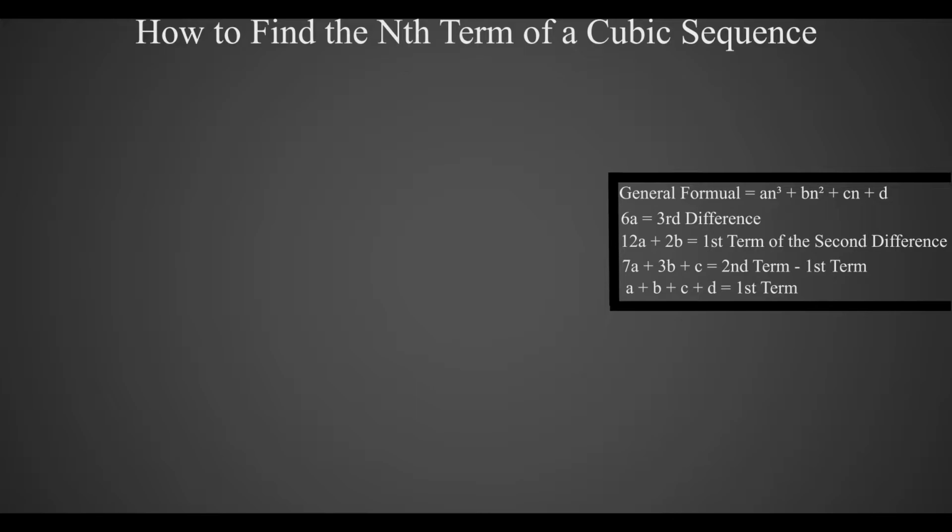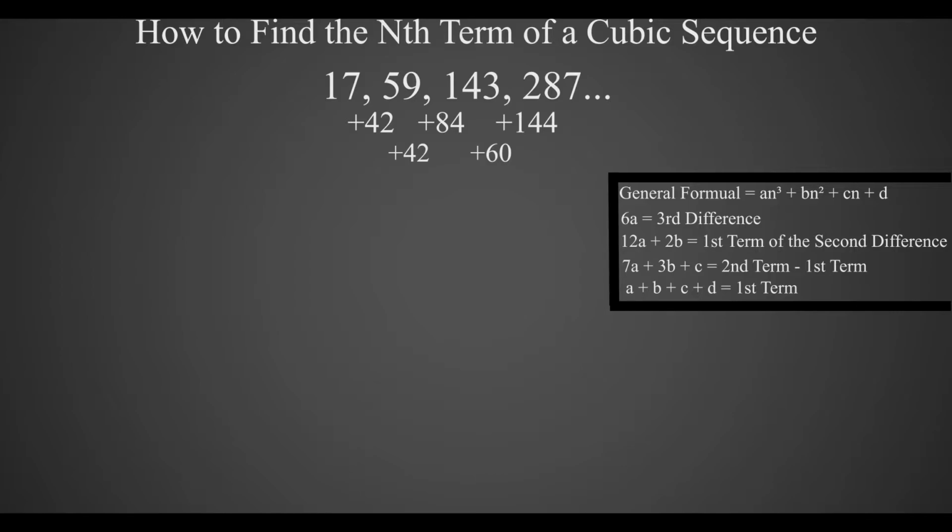So let's take an example. Let's say we have the sequence 17, 59, 143, 287, dot dot dot. As we can see, the differences between 17 and 59 and 143 and 287 are plus 42, plus 84, plus 144. And we can see that the differences between those differences are plus 42, plus 60. But we have to find the differences between those differences, which should get us to plus 18. And what we can notice here is that the differences of the sequence are quadratic. So, since the third difference of this is 18, 6a would be 18, which would make a equal to 3.